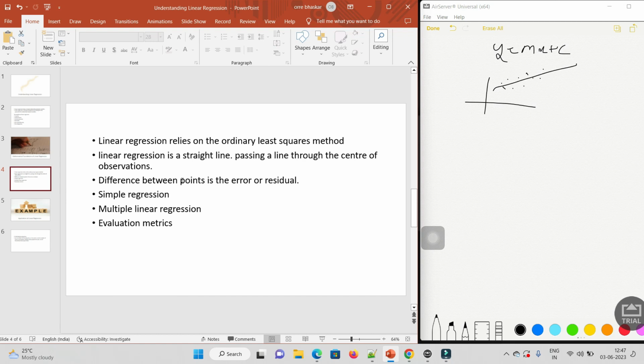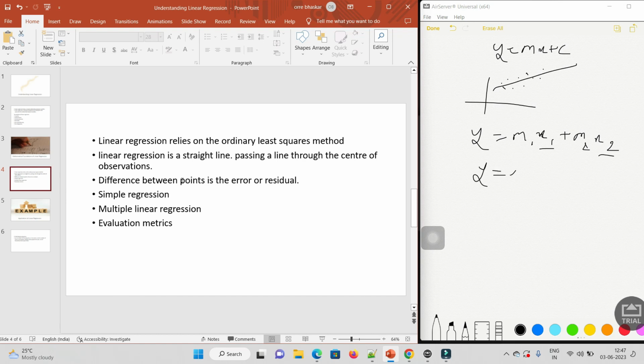Okay, so now let's dive into multiple linear regression. Let's take the example y equals m1 x1 plus m2 x2. It's a multiple linear regression. Why is it multiple linear regression? Because we have more variables, x1 and x2.